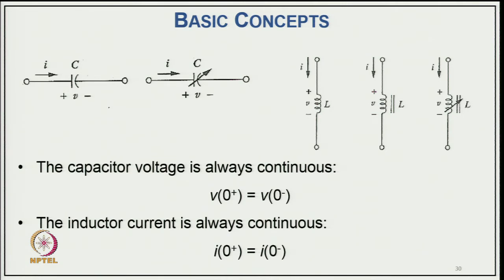So, in a capacitor circuit, we can say the capacitor voltage is always continuous. So, v at 0 plus will be equal to v at 0 minus, because the capacitor voltage cannot change very quickly.